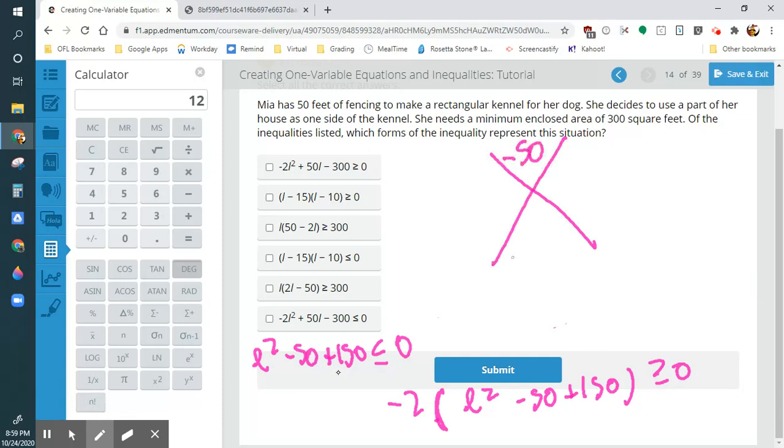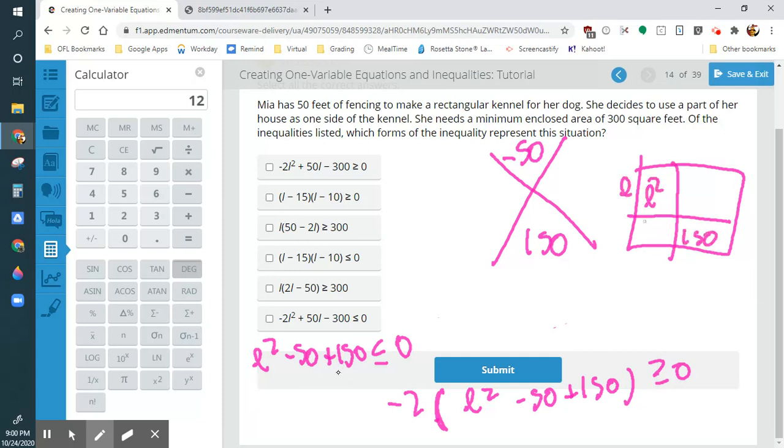Negative 50, 150. If you guys are confused by the x method, feel free to use the box method. L squared, 150. This is L. This is L. I'm going to do, let's try negative 30, negative 20, negative 30L, negative 20L. That makes negative 50L. And I can also see that here, negative 20, negative 30.